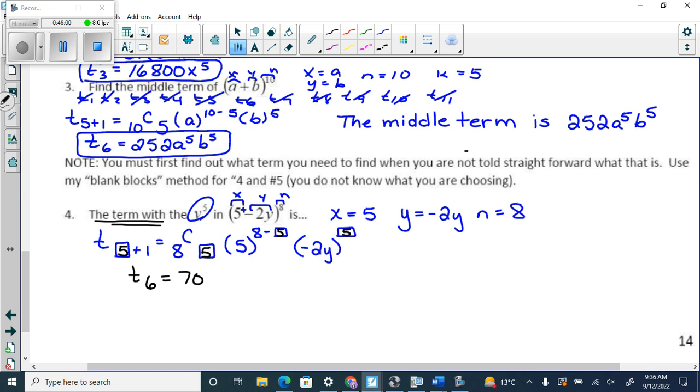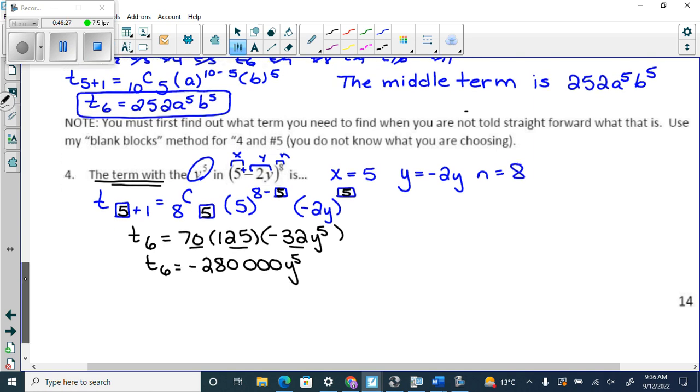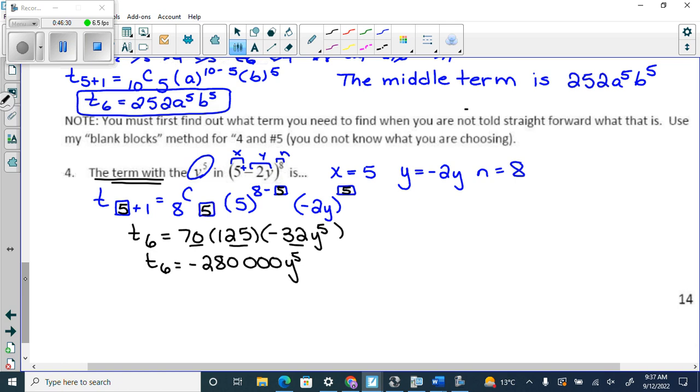And then this is 5 to the 3, which is 125. And then we get negative 2 to the 5, which is actually negative 32y to the 5. And then I need to put all my coefficients together. T6 equals what? Negative a large number. Isn't 8C5 56? That's what I want. Yeah, 8C5 is 56. Keep up.